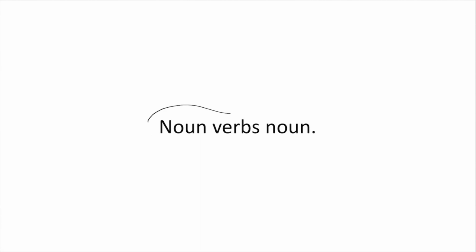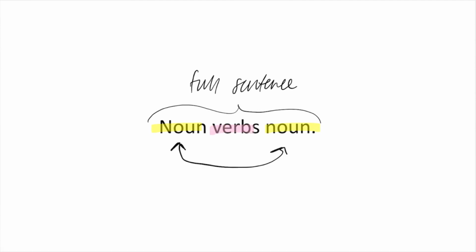So let's start here. Let's start with our sample sentence, noun, verbs, noun. This is a full sentence. On its own, it's complete. In this sentence, we have two nouns, noun and noun, obviously, but there's also a verb, which connects noun number one to noun number two. That said, the two nouns aren't interchangeable.